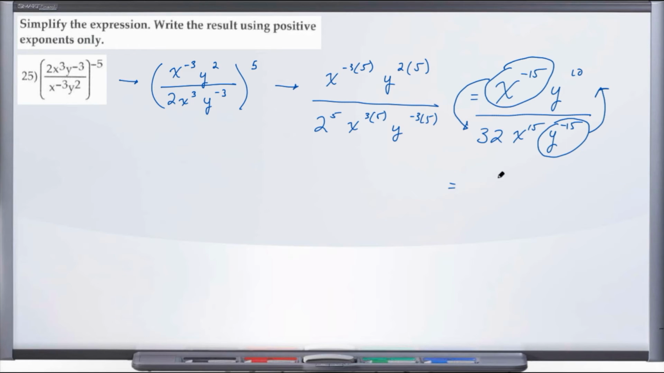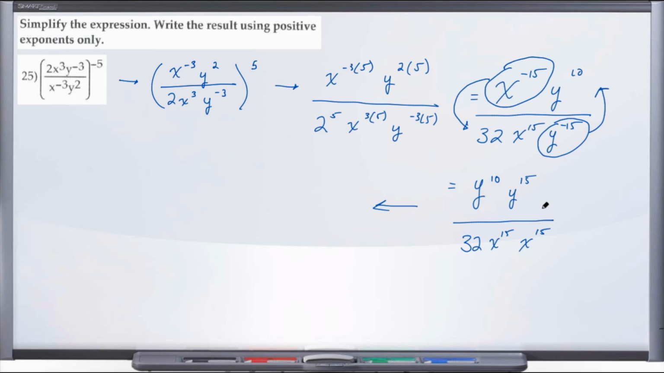And when we do that, we end up with now y to the 10th, which was already upstairs. We didn't move that or alter it in any way. Now, however, we're moving this y, and instead of a negative 15, as soon as we move it upstairs, it becomes a positive 15 over 32 we didn't touch, x to the 15th here we didn't touch, but we did move this x to the negative 15th downstairs, so this becomes another x to the positive 15.